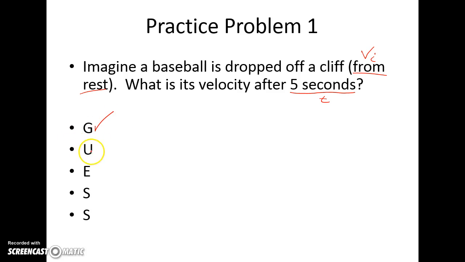All right, now I'm going to circle my unknown. What am I trying to solve for? So the problem says, what is its velocity after? So that "after" tells me I'm looking for final velocity. All right, now I'm going to write my equation. So I'm going to do the formula triangle here. Oh, not as bad as the last page.